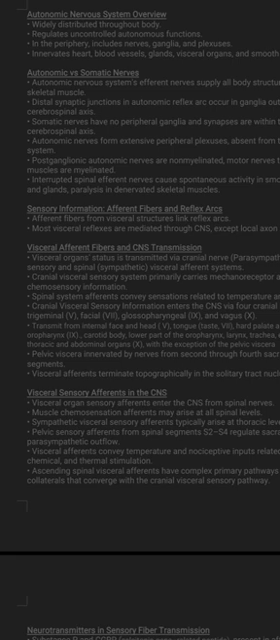So now let's specifically look at visceral afferent fibers and CNS transmission. Remember we said that visceral afferents send sensory information, right? So let's look at visceral afferents. What happens?